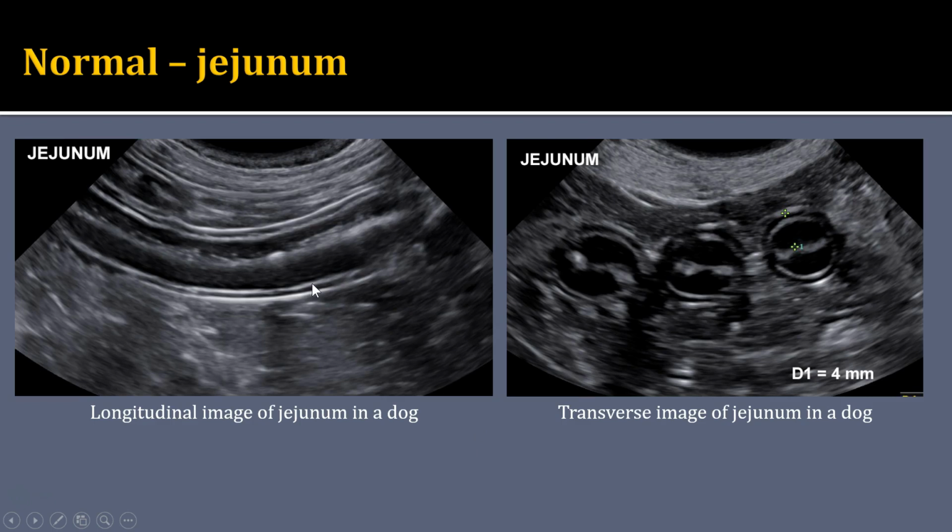And I think I mentioned before that in longitudinal, I think the small intestine looks like bacon strips. I might have forgotten to mention that in transverse, I think they look like little hamburgers and hamburger buns.